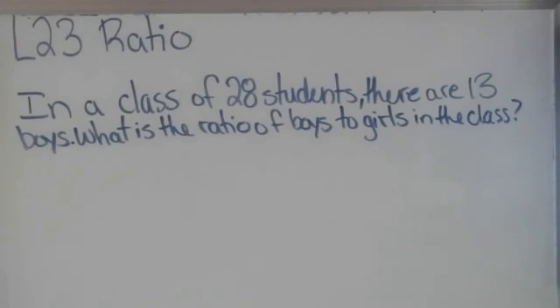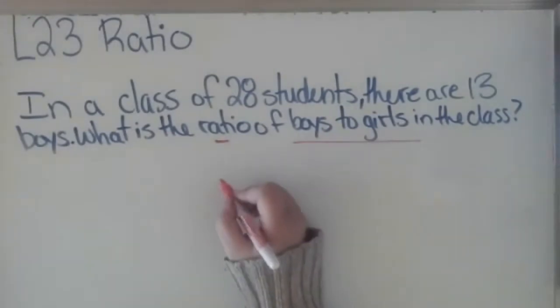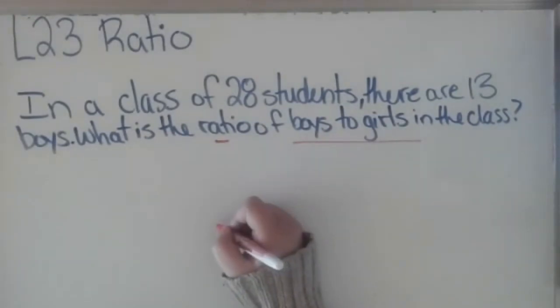So in this question, we have in a class of 28 students, there are 13 boys. What is the ratio of boys to girls? So the ratio we want is boys to girls, which means our top number is going to be boys, our bottom number is going to be girls.